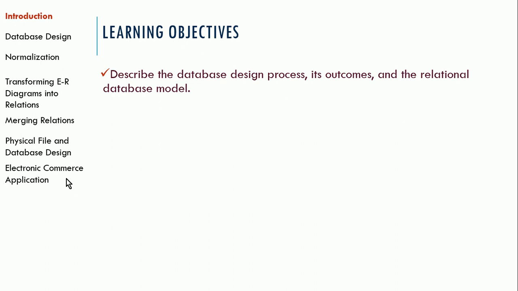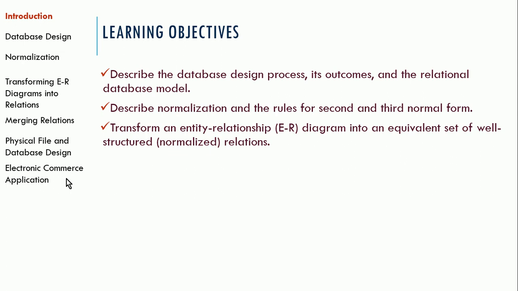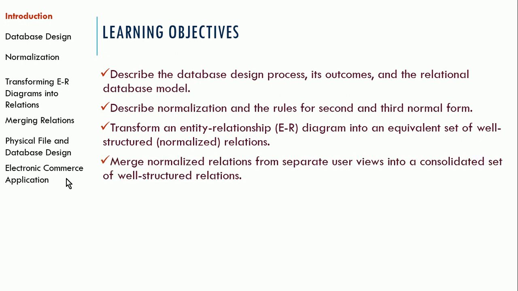So our learning objectives are to describe the database design process, the relational database model and what that is. I'm going to talk about normalization, which is really important for good database design, for effective database design, and to make sure that we have models that are going to be represented well in this physical database. We're going to talk about how we transform an ER diagram into the equivalent set of well-structured or normalized relations, or how we create a database out of that. We're going to talk about how we have to merge our normalized relations from separate user views into a consolidated set of well-structured relations.